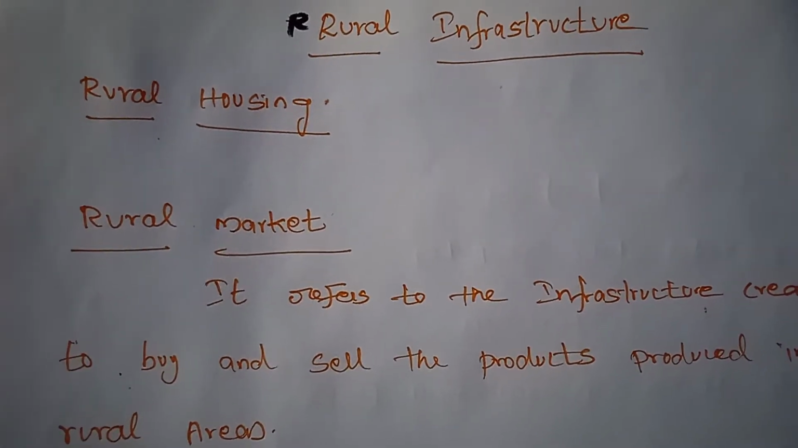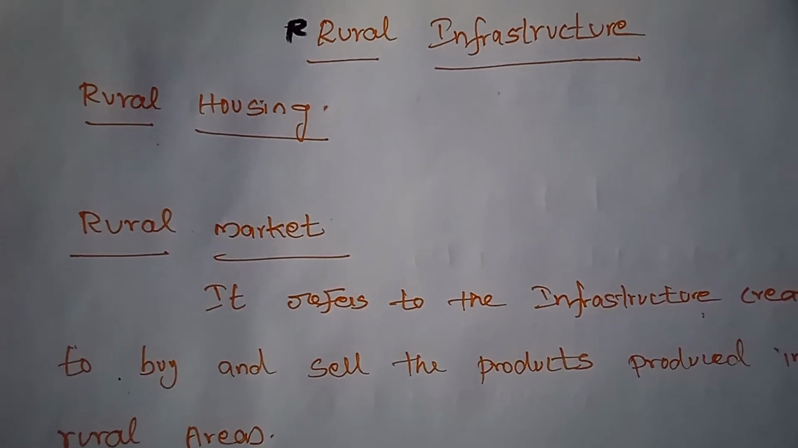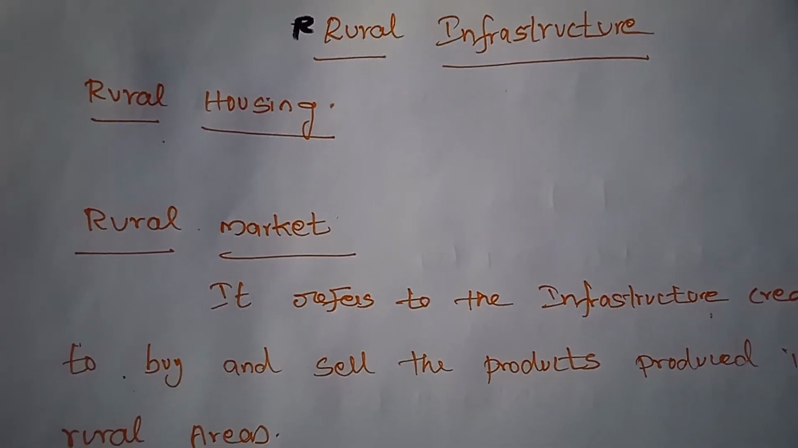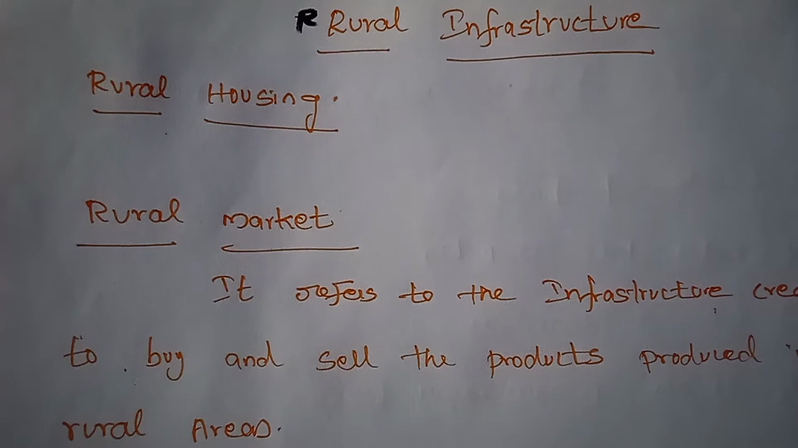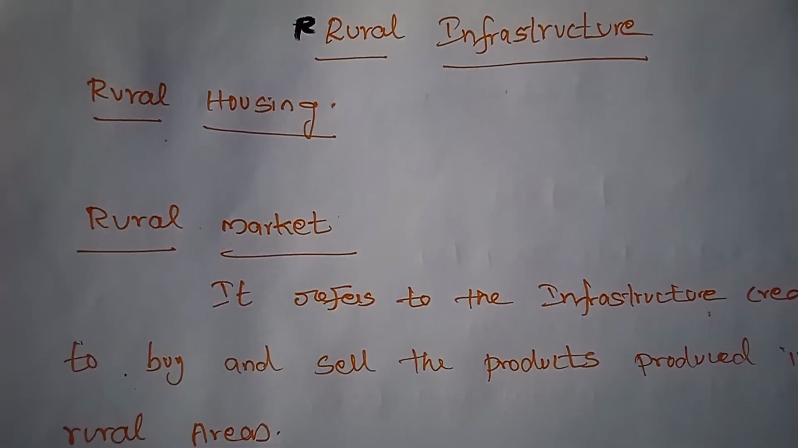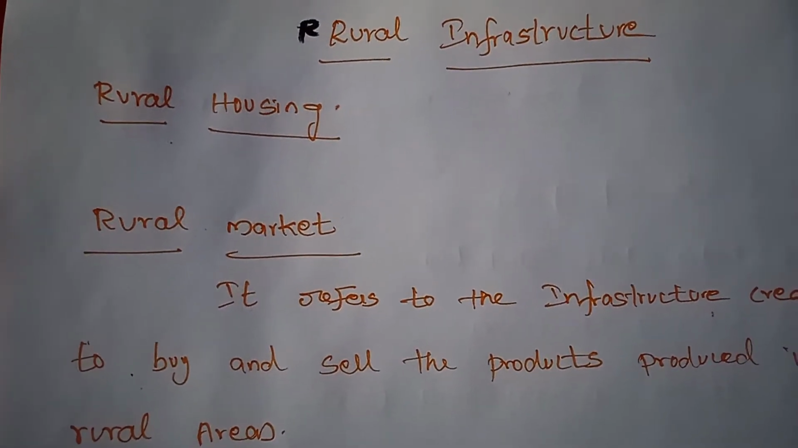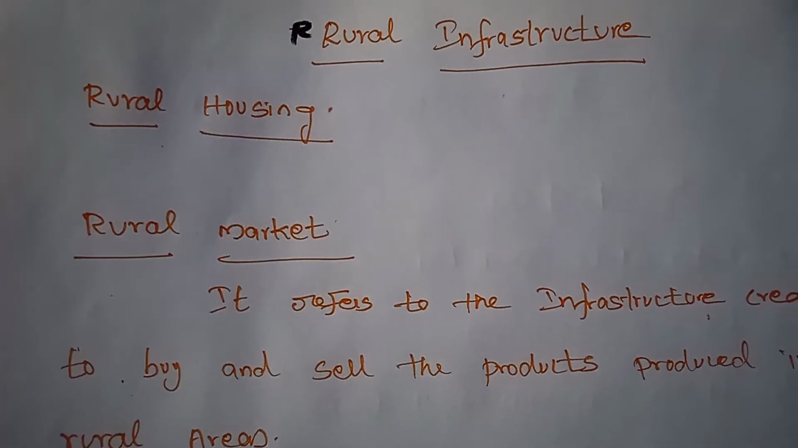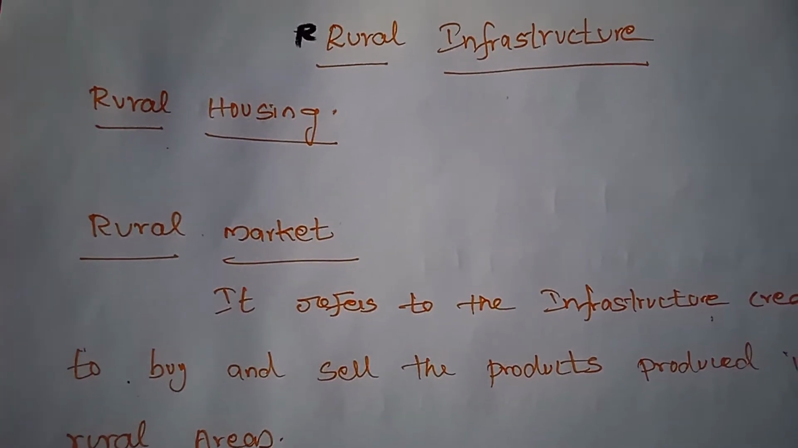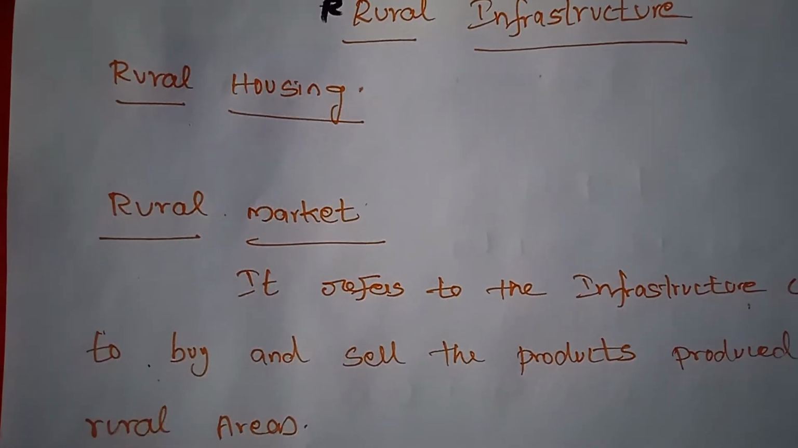So in rural infrastructures, many concepts will come: rural housing, rural markets, rural electrification, rural roads, education, and hospital facilities. All these things are considered as rural infrastructures.